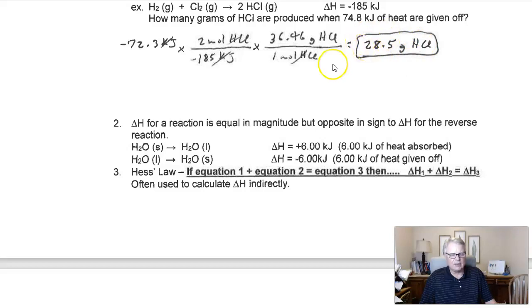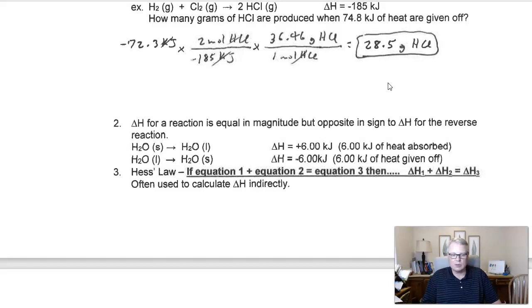If you end up with a negative here, what you probably did is mess up on your sign convention, but the number will probably be right. So, check that. If you get negative grams, obviously you can't have a negative gram. Just double check your signs, but the number's probably okay. You just forgot to put a negative in here or here. But yep, 28.5 grams of HCl. That's the answer.